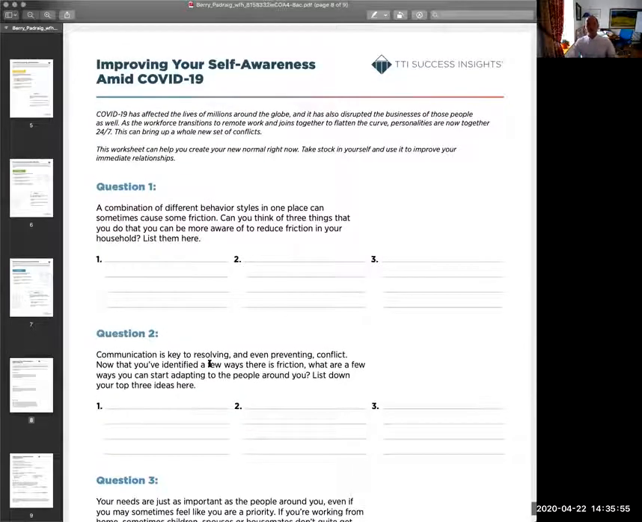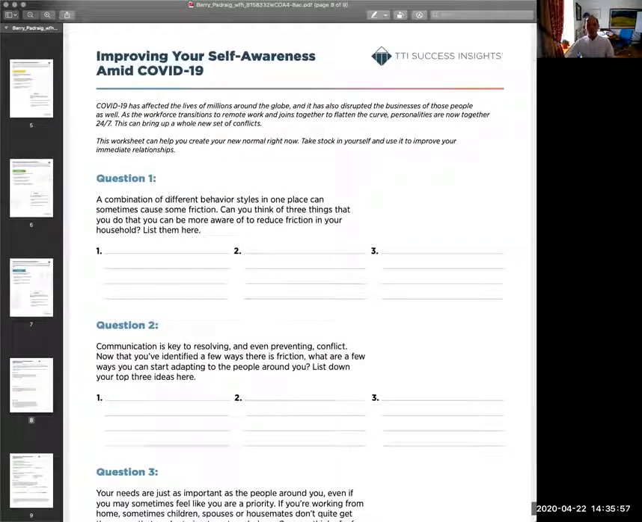So this is the working from home behavioural report. And as I say, it's based on our DISC assessment, an extract from the DISC report focused exclusively on issues around working from home and communicating.